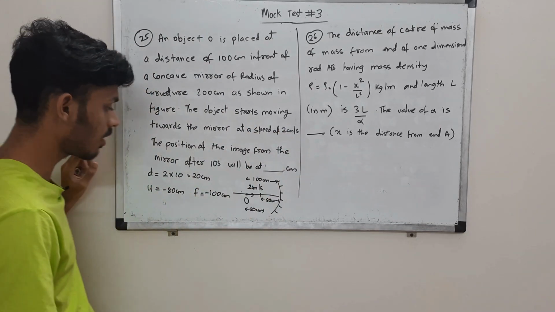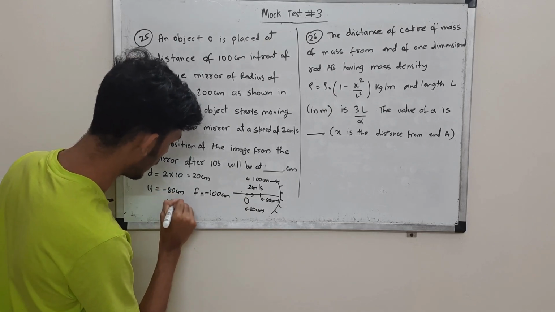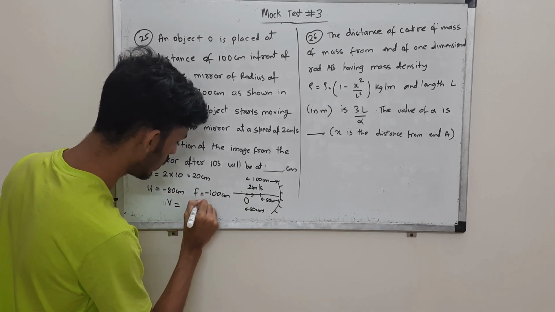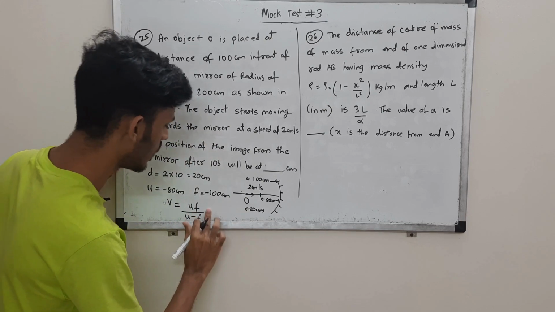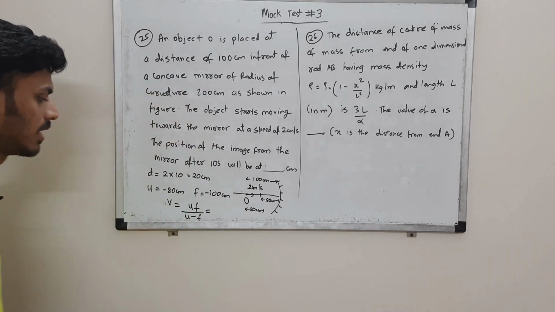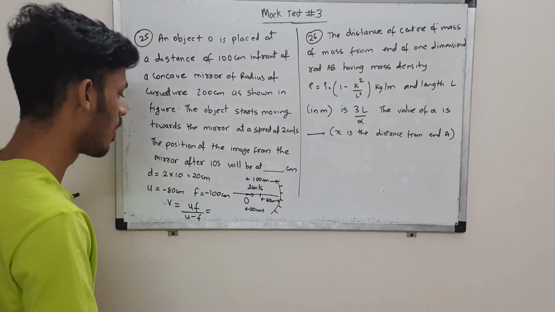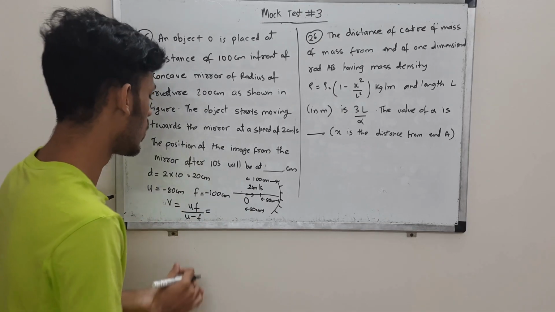Okay, so you can use the mirror formula, or the smarty pants can directly use the formula v is equal to uf upon u minus f. This is something which is obtained from the mirror formula itself. It is the relation in terms of v. You can remember small things like this.